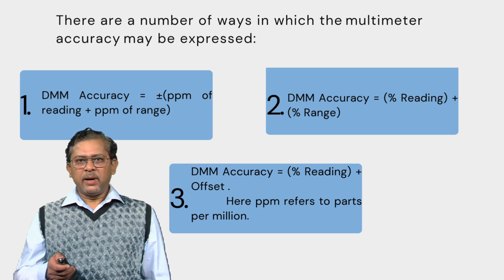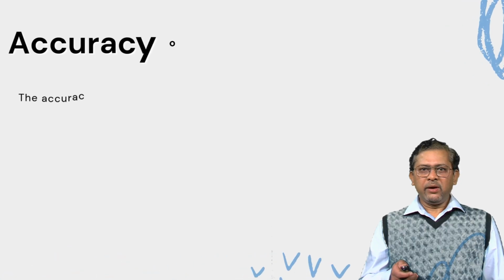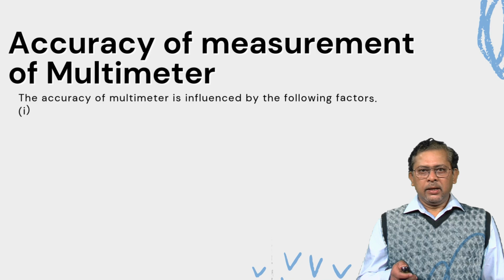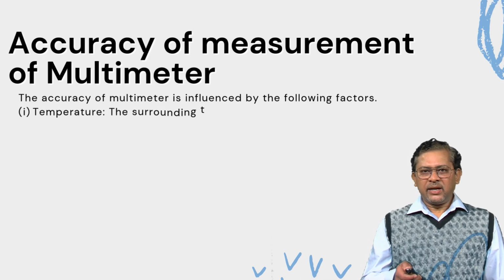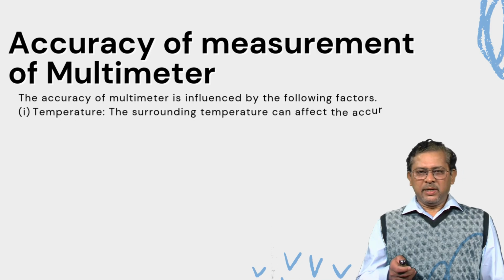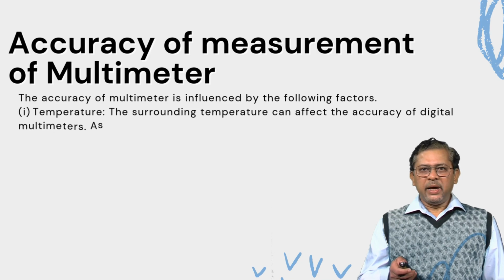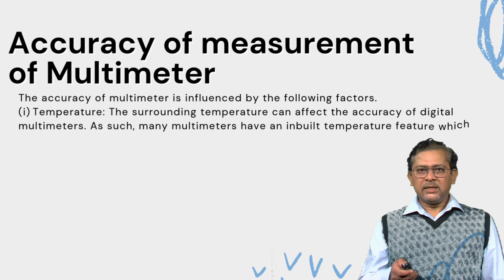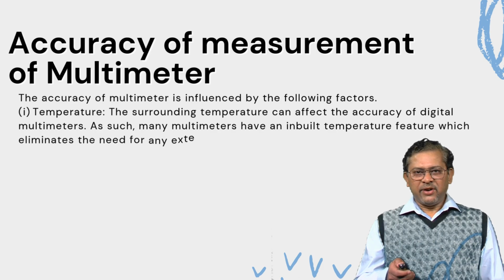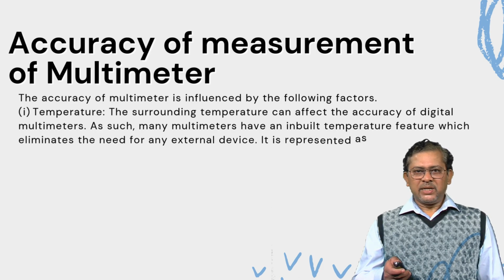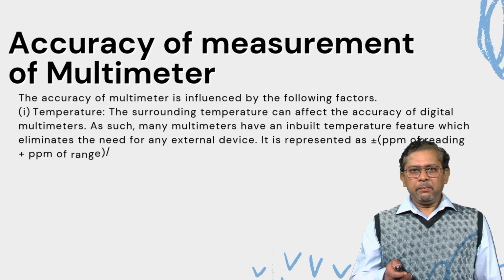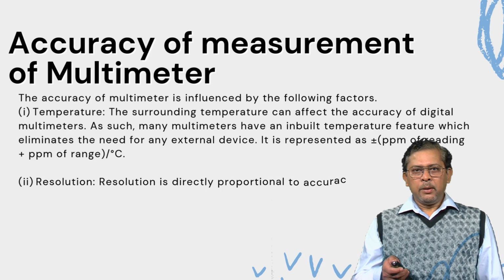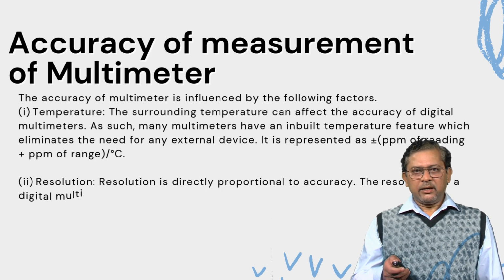The accuracy of a multimeter is influenced by the following factors. Number 1, temperature. The surrounding temperature can affect the accuracy of digital multimeters. As such, many multimeters have an inbuilt temperature feature which eliminates the need for an external device. It is represented as ppm of reading plus the ppm of range per degree centigrade.